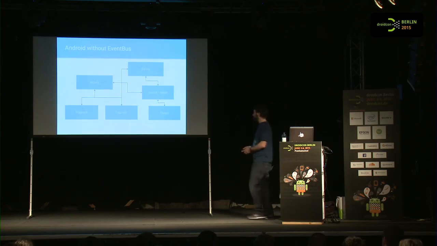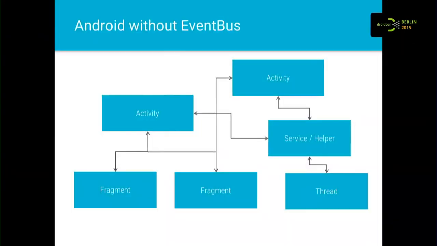Usually, if you have an Android app, it might look like this, right? Everybody is talking to somebody, but not directly. It has to go through activities. Maybe you have some helper classes. And if something happens here in the thread, you still want to update your UI. So it usually has to go all the way through the layers. You don't want to break the layers, right?